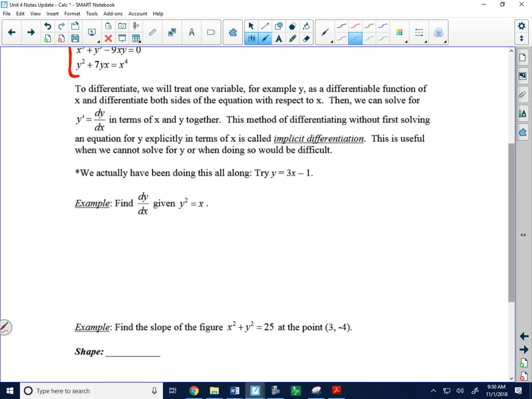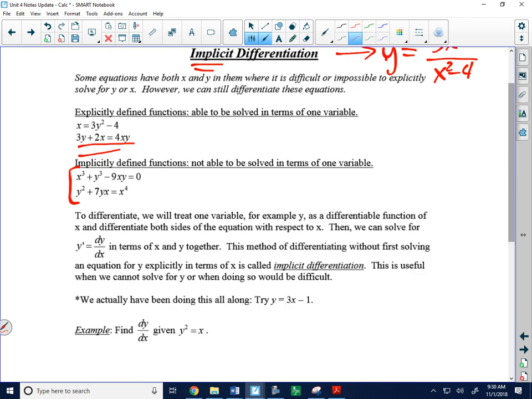So here's the process. There's not a ton new. There's only one little step that's going to be new. To differentiate, we'll treat one variable, usually y, as a differentiable function of x, and just differentiate both sides of the equation. I relate it to taking the square root of both sides of an equation, or multiplying both sides. Well, I'm doing the derivative of both sides of the equation since I can't really solve for x or y.